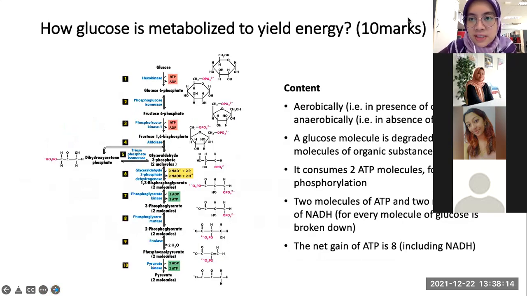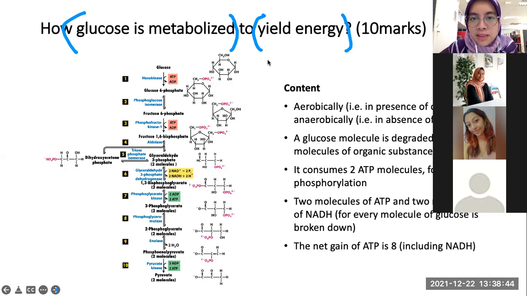Okay, so question number 2, what I want you to focus on is that this question actually has 2 parts, okay? 2 hints for you. The question asks how glucose is metabolized to yield energy. So you need to explain how glucose is metabolized, and you need to show how this metabolism yields energy.